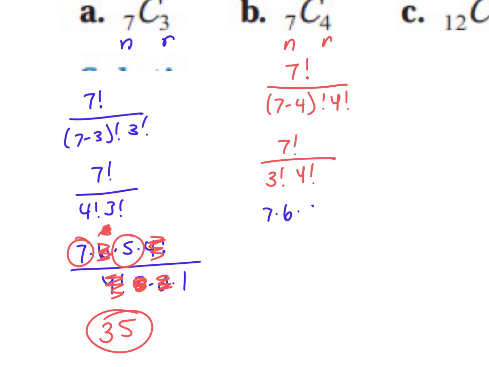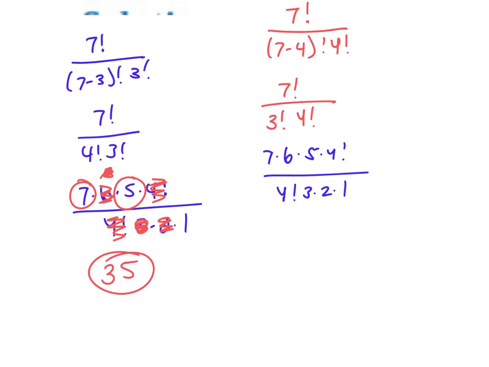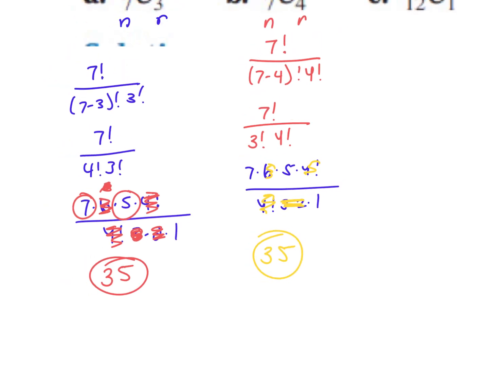7 times 6 times 5 times 4. And then I have 4 and 3 times 2 times 1. This is the exact same thing, correct? So 4 and 4. 3 and 2 is 6. What's your answer here? 35.